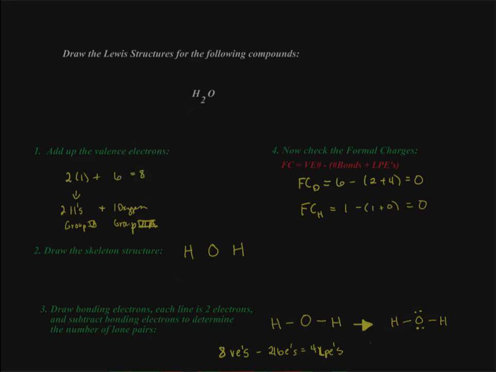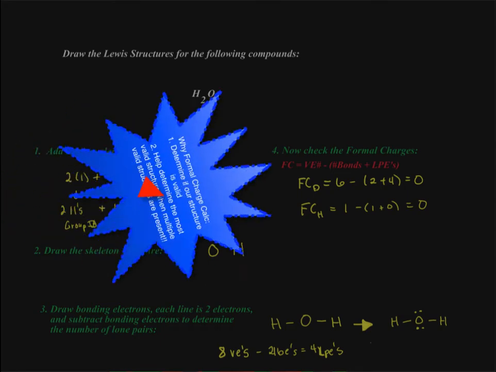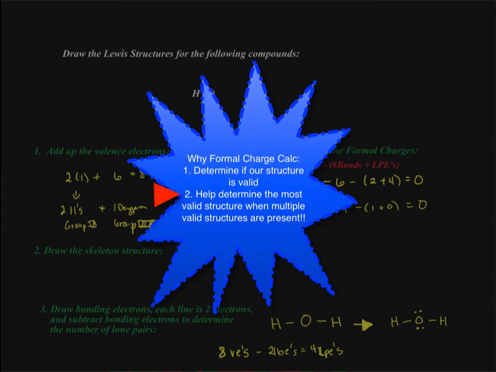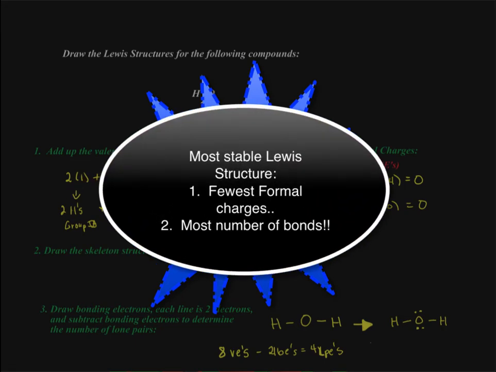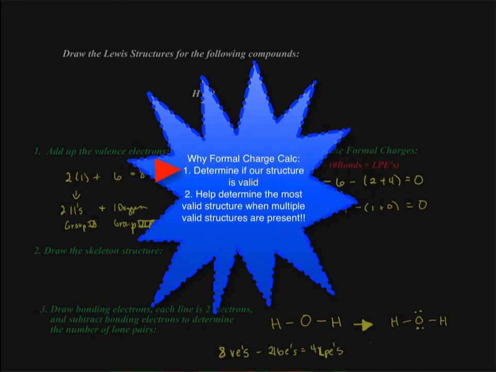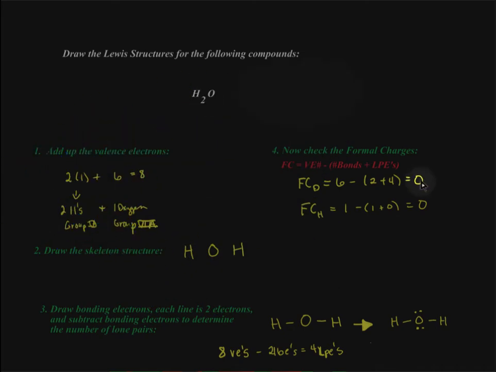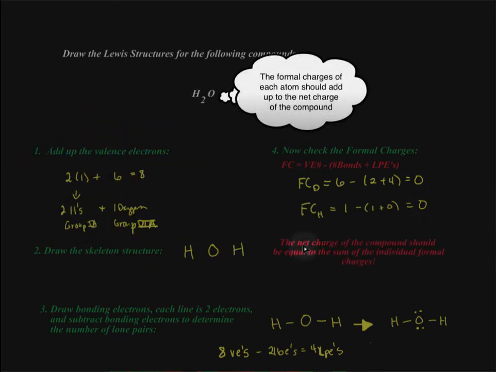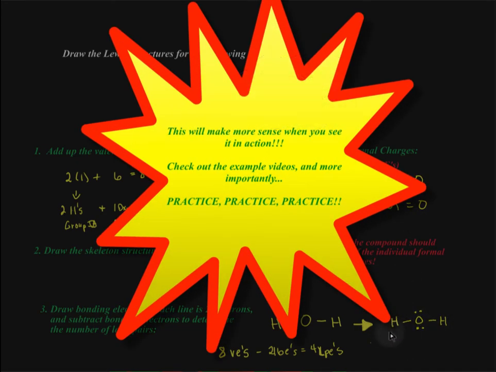Why do we calculate formal charge? Well, we want to have the most stable structure for a Lewis structure, the most valid Lewis structure, and it's going to be the one that has the fewest formal charges with the most number of bonds. Furthermore, we want the net formal charges to add up to the charge of your problem. So this is neutral. This better add up to 0. So again, the net charge of H2O, in this case 0, should be the sum of the individual formal charges for each atom in your compound.